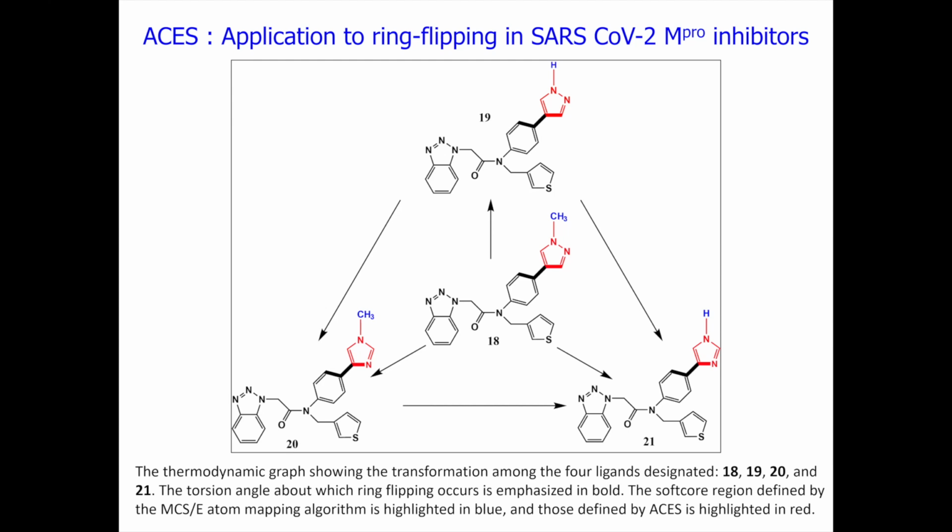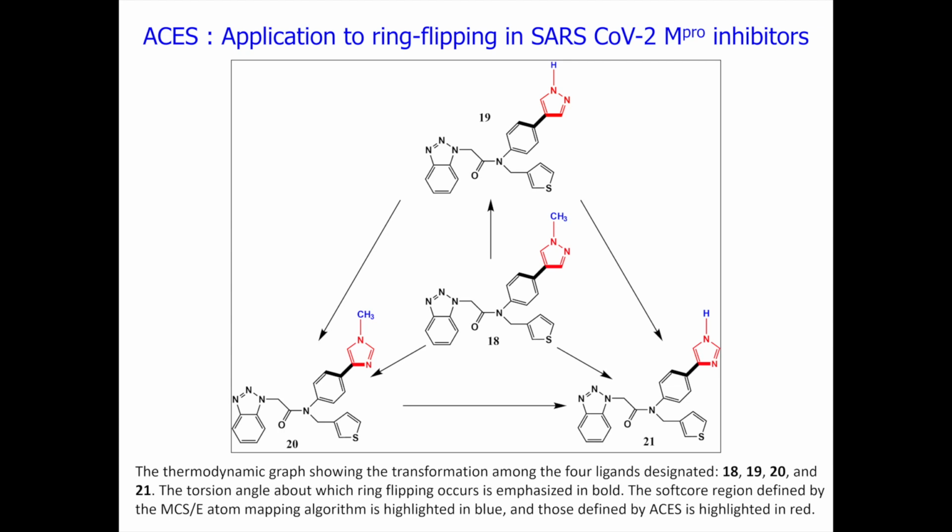If you actually needed to simulate the physical process of that ring flipping, then it turns out that ring flipping has a pretty high barrier, and you tend to not sample any ring flips in a normal simulation. But with enhanced sampling methods that treat that entire ring as part of the soft core region, the ACES method is essentially able to annihilate the ring that's in one conformation and replace it with a ring that's almost isosteric with, for example, the methyl group in a different orientation.